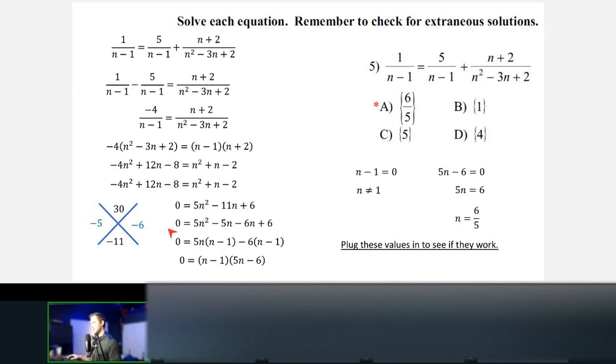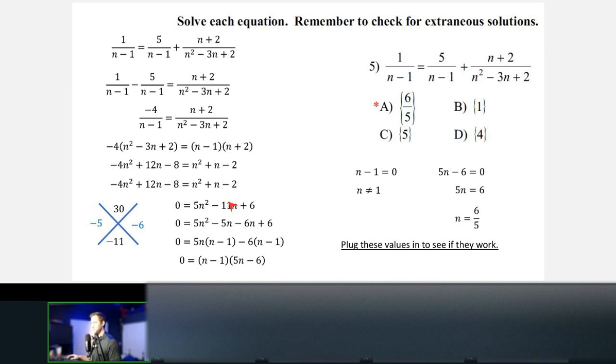If you showed what I have typed here, this is enough. This tells me you did the diamond method. We did 5 times 6 is 30, and negative 11 goes here. So remember, for the diamond method, these numbers need to add up to negative 11, and then they need to multiply to positive 30. Well, this is the combination that works, negative 5 and negative 6.